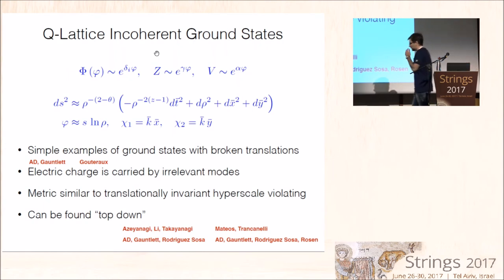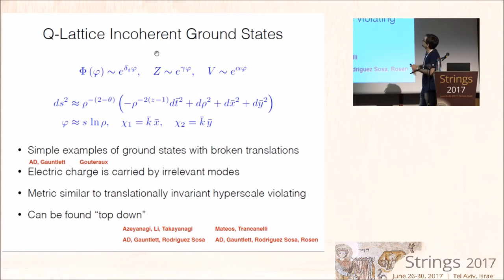Now, what about ground states? I told you about incoherent ground states, which are ground states that have to break translations. So let me write down one. There are many more examples in the literature, but I will just use one to show you precisely how it has worked so far.